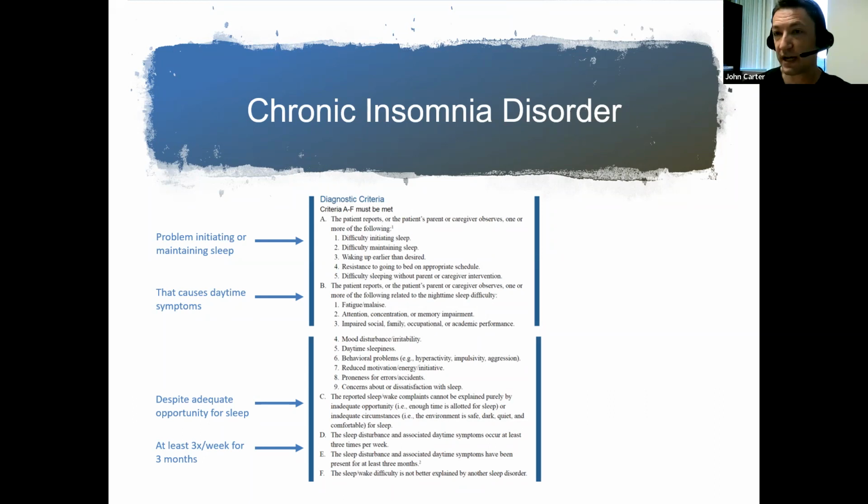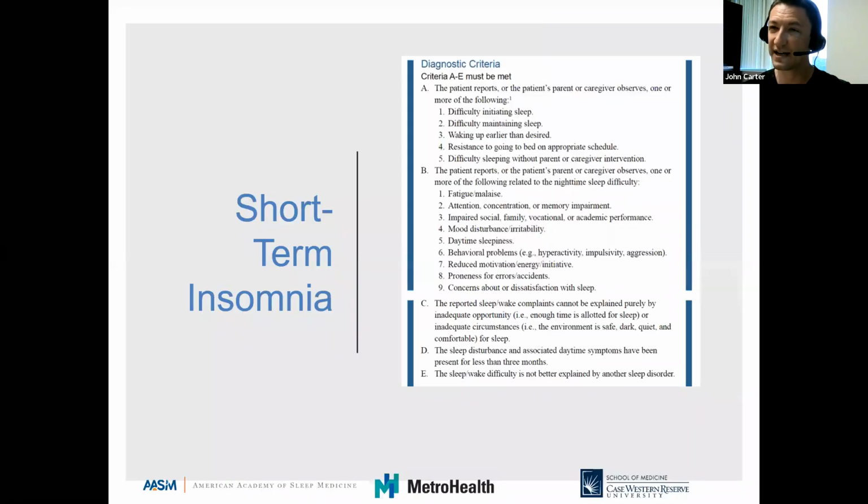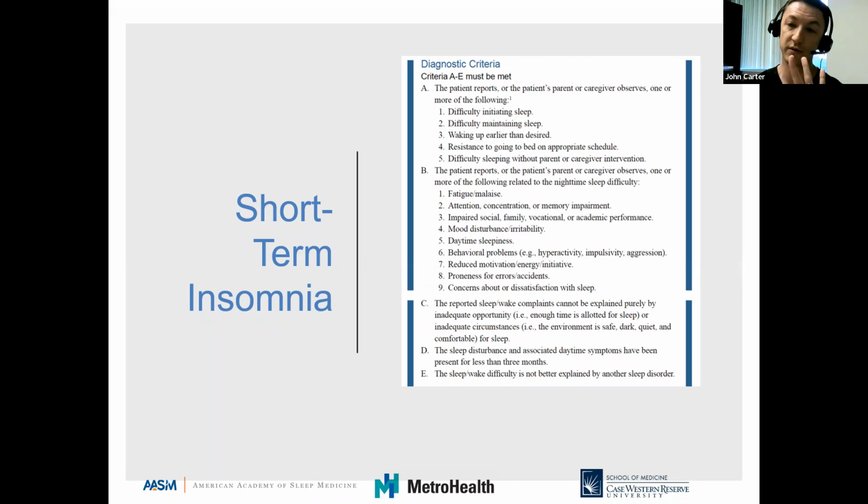So we can differentiate chronic insomnia disorder from short-term insomnia simply by the duration of symptoms. Here again, ICSD defines short-term insomnia as those 3 complaints we mentioned earlier: difficulty initiating or maintaining sleep, resulting in daytime symptoms or dysfunction or impairment, despite adequate opportunity to sleep, except there's no requirement for how often the symptoms are happening, and also that they have been occurring for less than 3 months.